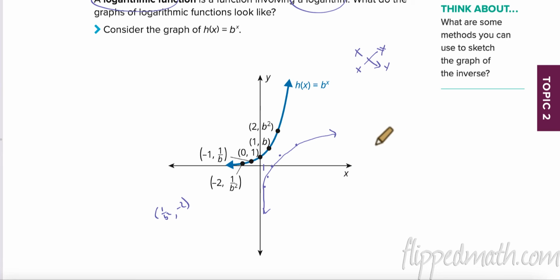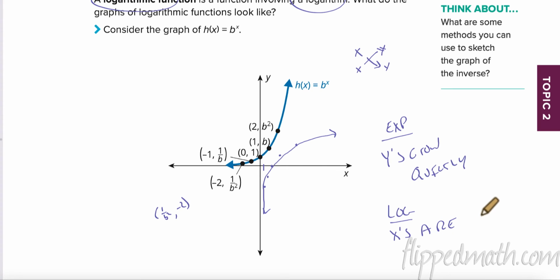Now, let's talk about this. Exponentials, they go up rapidly, right? The y's grow quickly. All right? So I want you to think about that. The gap here from this y to not big, not big, not big, but it grows bigger every time, right? So that means for a logarithmic graph, what's going to happen? Our x's are going to grow quickly.